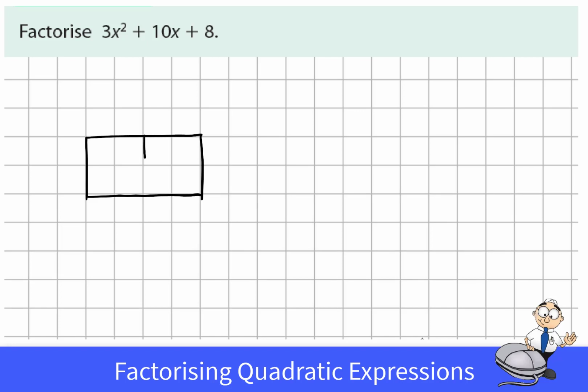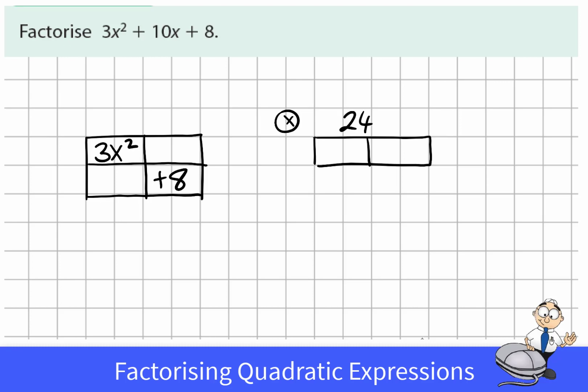I'm going to create the quadratic array with the 4 boxes like this. We know from multiplying out binomials that in the first box we put the 3x squared, the squared term, and in the final box, the opposite corner, comes the constant, that's the plus 8. If we multiply the two of these together, we get 24x squared. That's 3x squared multiplied by 8. And that should be the same as the multiple of the other diagonals. Both diagonals multiplied give you the same thing.